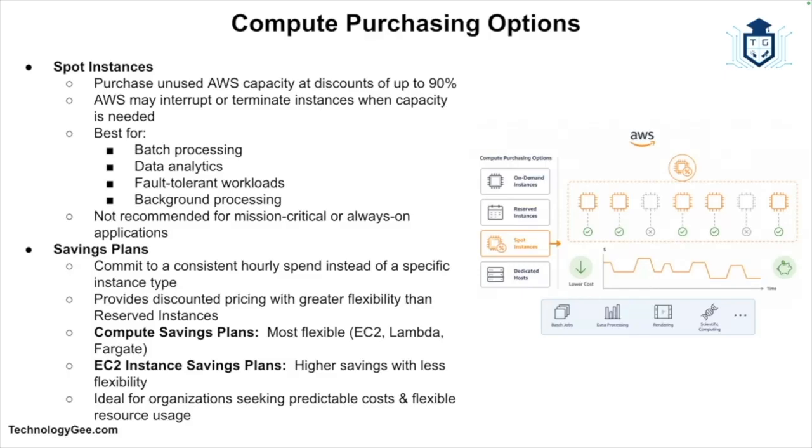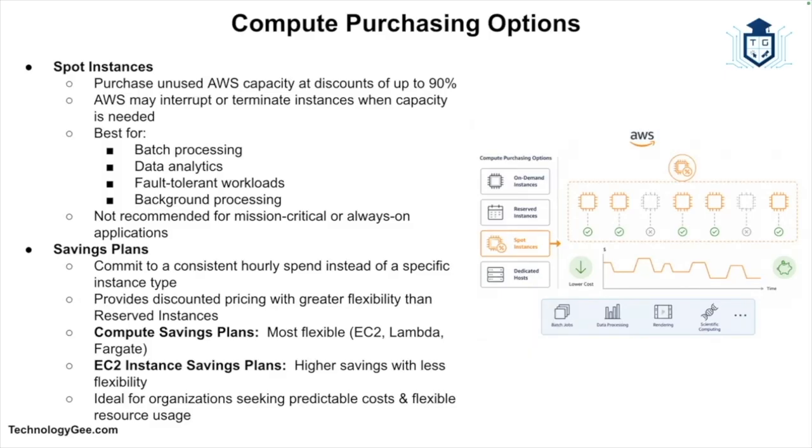Then we have what are called savings plans. And savings plans, these are AWS's more modern approach to reserve instances. So instead of committing to a specific instance type, you commit to a certain amount of usage, like $10 an hour. In return, you get discounted rates. And there are two main types.